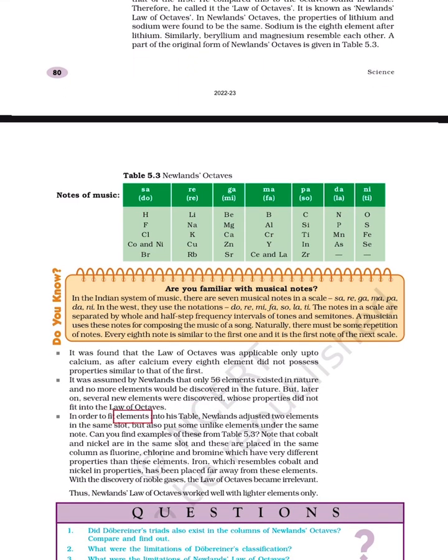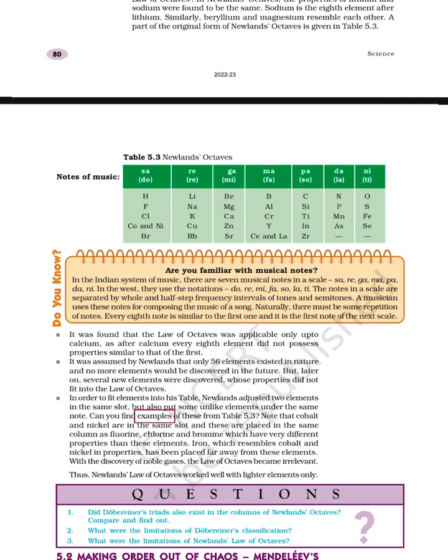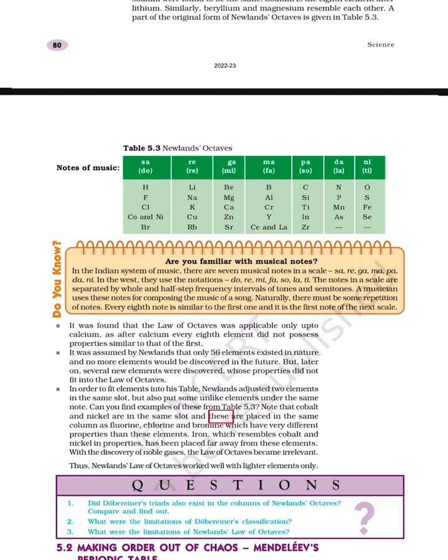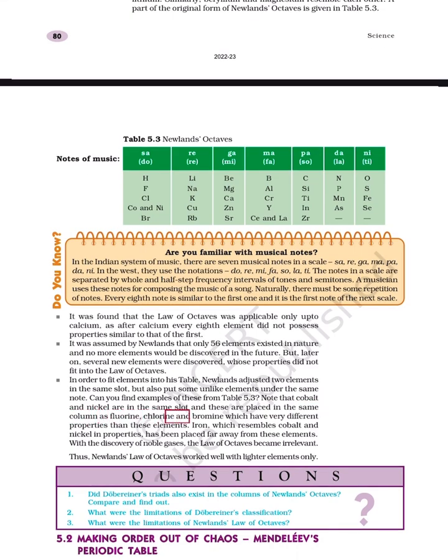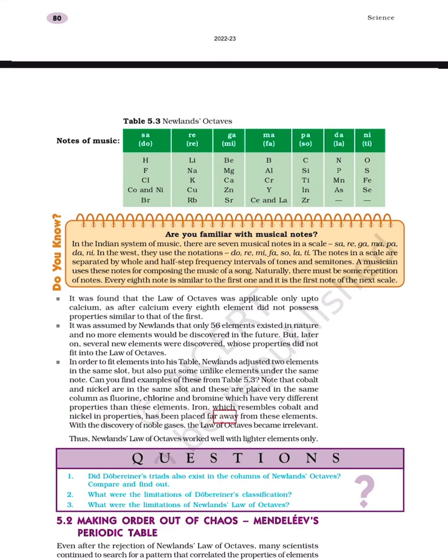And in order to fit elements into his table, Newlands adjusted two elements in the same slot, but also put some unlike elements under the same note. Can you find examples of these from table 5.3? Note that cobalt and nickel are in the same slot and these are placed in the same column as fluorine, chlorine and bromine, which have very different properties than these elements. Iron, which resembles cobalt and nickel in properties, has been placed far away from these elements.